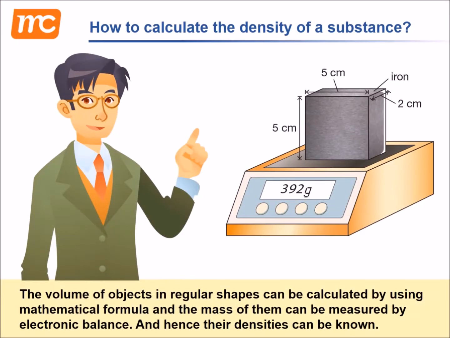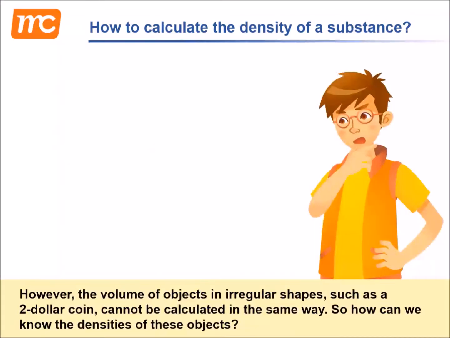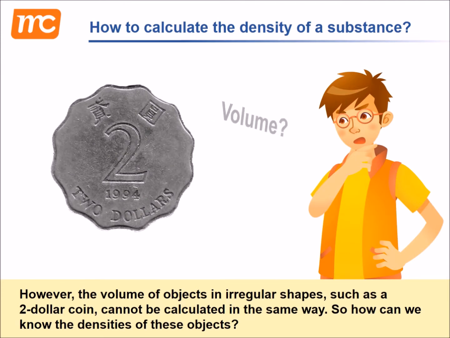The volume of objects in regular shapes can be calculated by using a mathematical formula, and the mass of them can be measured by an electronic balance, and hence their densities can be known. However, the volume of objects in irregular shapes, such as a $2 coin, cannot be calculated in the same way. So, how can we know the densities of these objects?